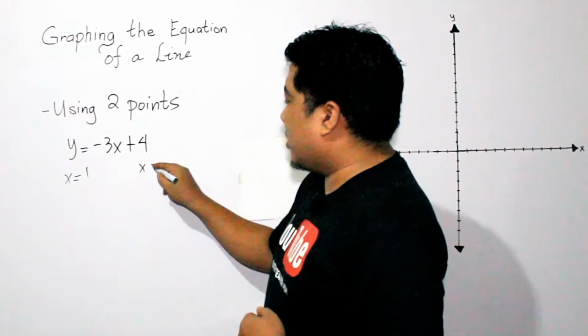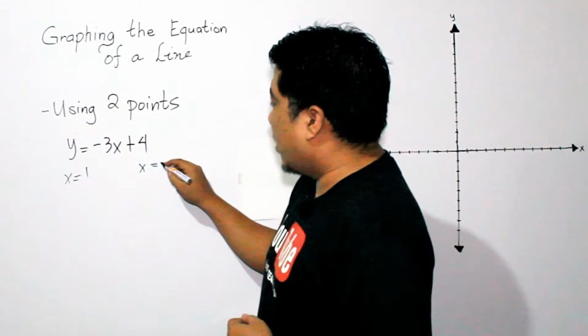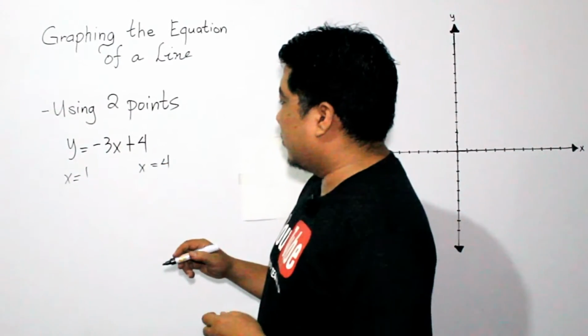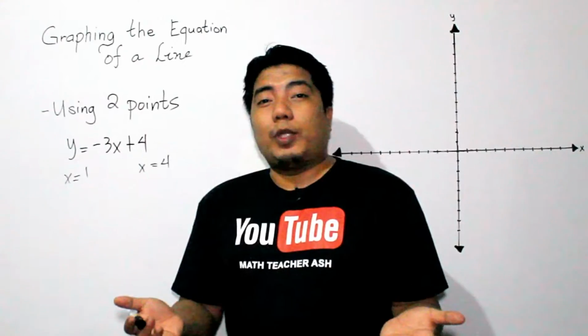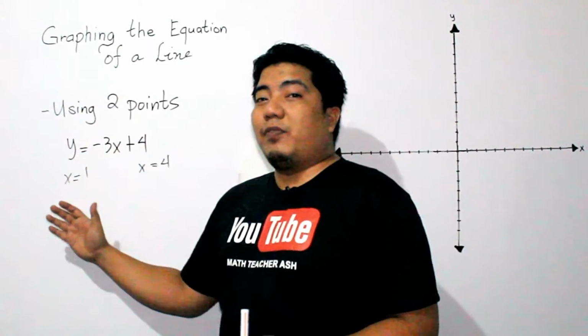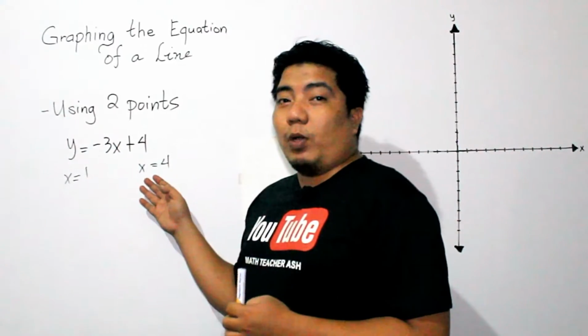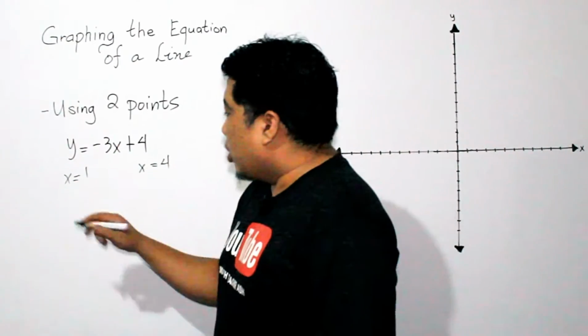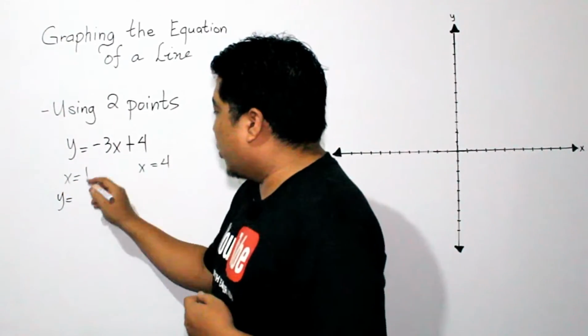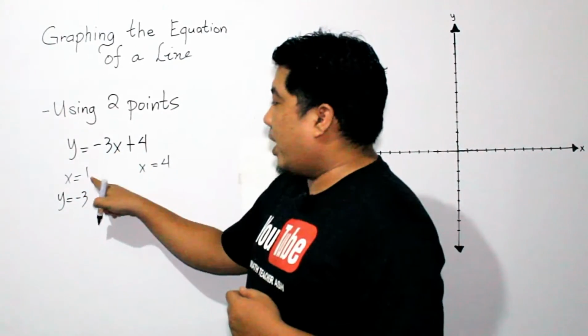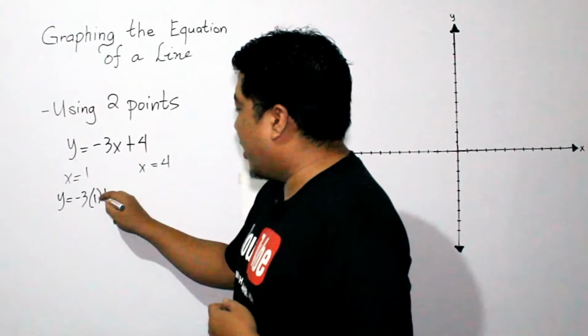And the other one is, let's say, positive 4. Okay. So, now, what we do here is we try to solve the value of y if our x is equal to 1 and if our x is equal to 4. Okay, so let's start. So we have here y is equal to negative 3. I will change the x into positive 1, okay?